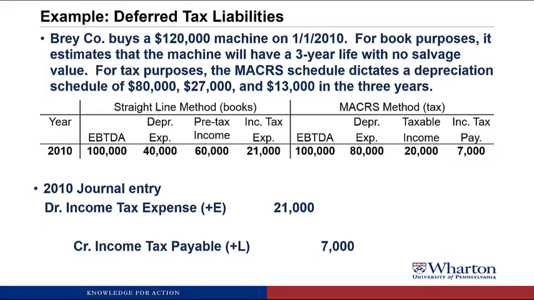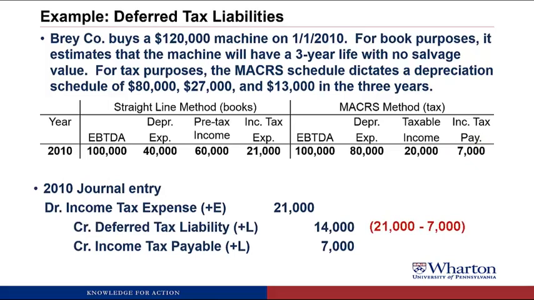Our debits don't equal our credits, so we need something to make this balance. And so what we're going to do is credit a deferred tax liability for $14,000. That's going to represent the obligation to eventually pay the government the $14,000 of tax savings we got today. So we were able to save $14,000 worth of tax savings today. At some point, we'll have to pay that back.